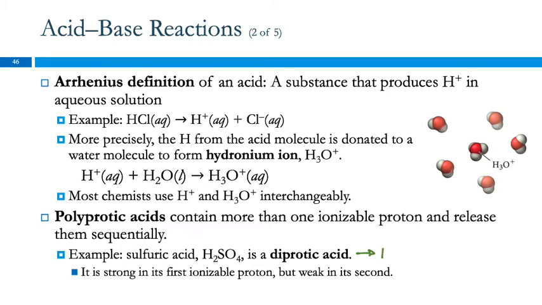When H2SO4 loses 1 hydrogen, we get the hydrogen ion and we get the hydrogen sulfate ion. This ion can also lose a hydrogen, giving H+(aq) plus SO4 2-(aq). But they do that one at a time.